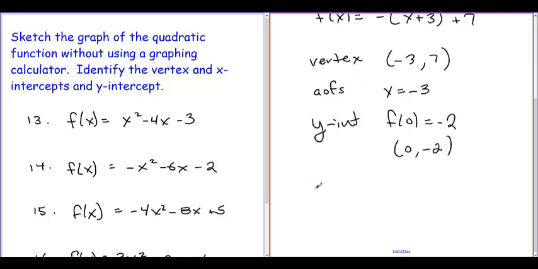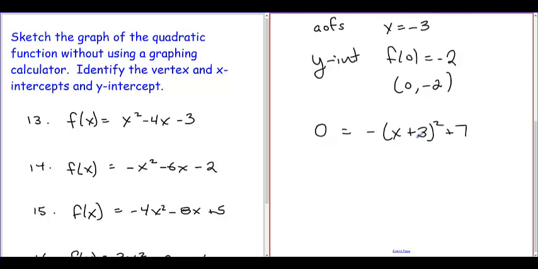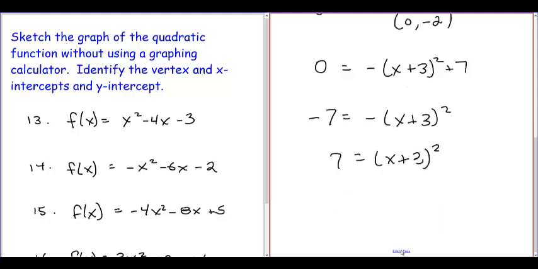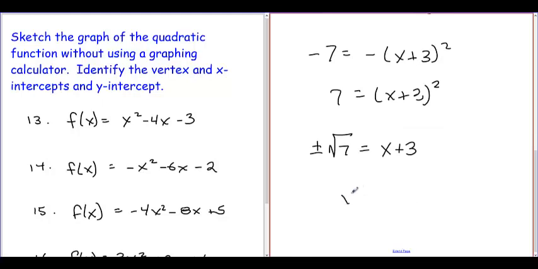And finally, we'll take the equation in standard form and set it equal to 0. So that is, bring this to the other side, it becomes negative 7 is equal to negative the quantity x plus 3 squared, or 7 is equal to x plus 3 squared. Take the square root, so we get plus or minus the square root of 7 equals x plus 3, or equals negative 3 plus or minus the square root of 7.